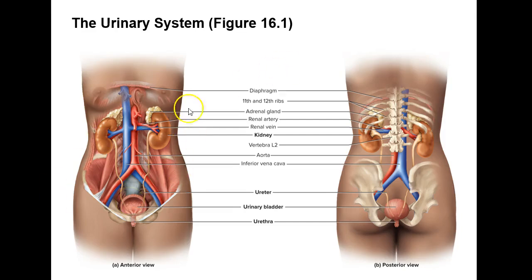So let's focus on some of the major functions of the kidneys, because again, these are the primary functioning organs of the urinary system. Some major functions of the kidneys include filtering the blood or blood plasma in order to remove toxic, metabolic waste from the blood, and collecting those wastes in the form of urine, which can then be excreted from the body.